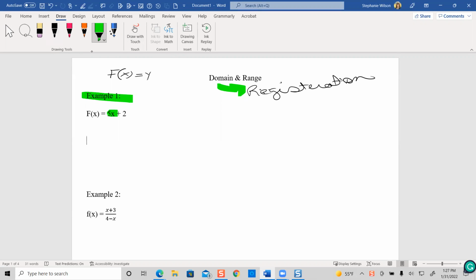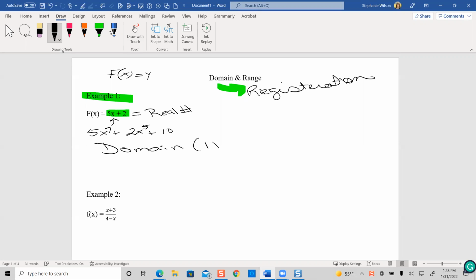So let's look at it. I have a polynomial, 5x plus 2. And I could have had 5x to the 7th plus 2x to the 5th plus 10. It could have gone on and on and on. But if you notice with this polynomial, it doesn't matter what I plug in for x. Even in that one I had just written up right here, it didn't matter what I plugged in for x. I plugged in a negative value, a positive value. It doesn't matter. It's still going to end up giving me a real number. So therefore, the domain on this polynomial is going to be real numbers.